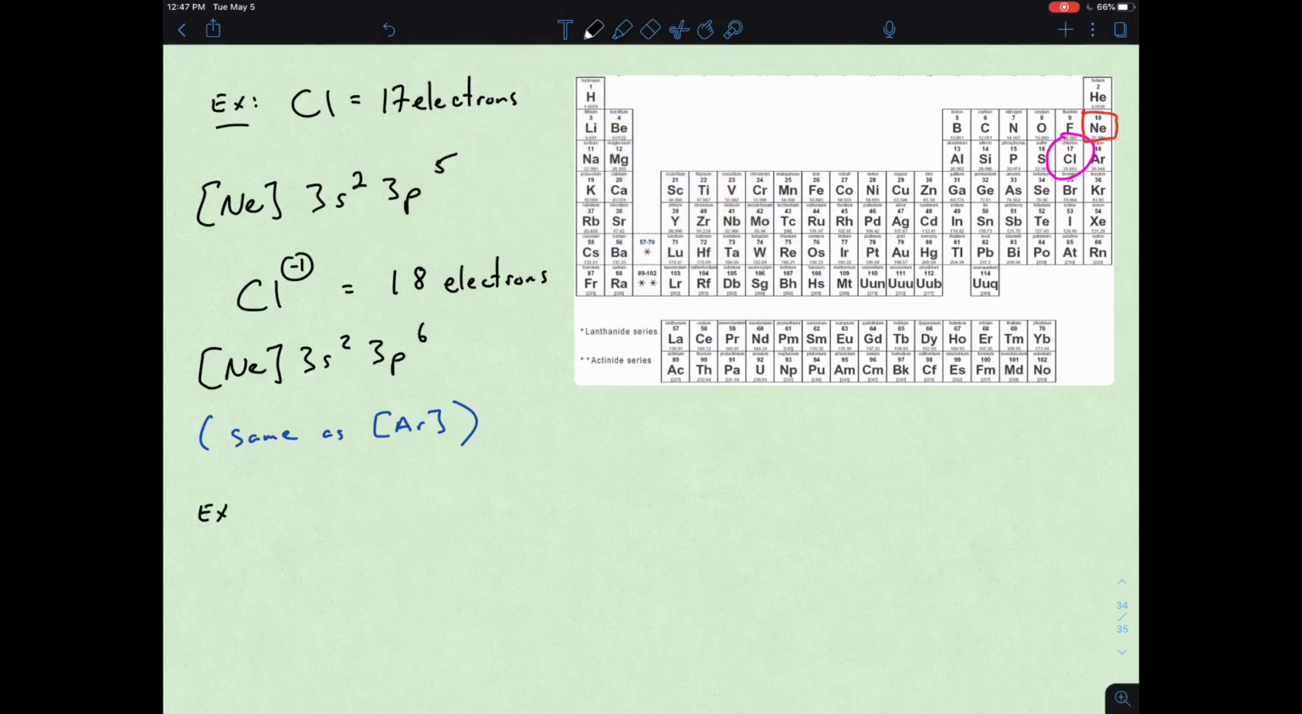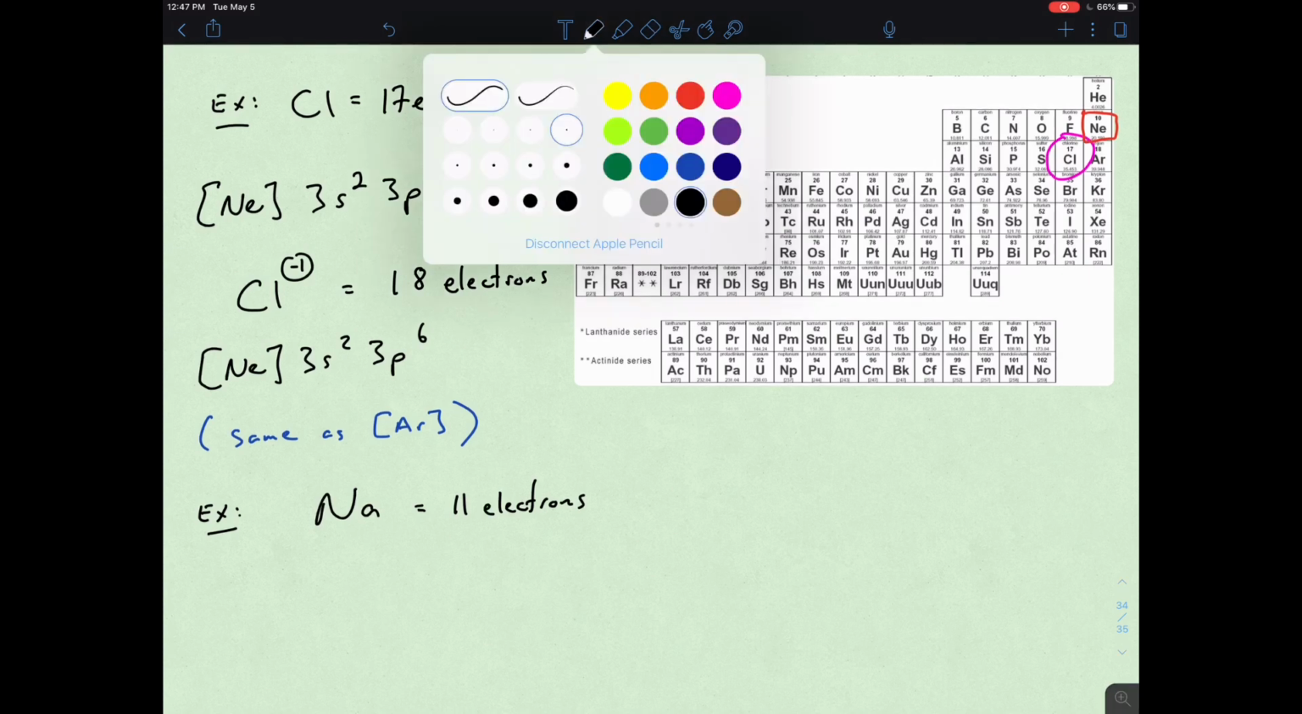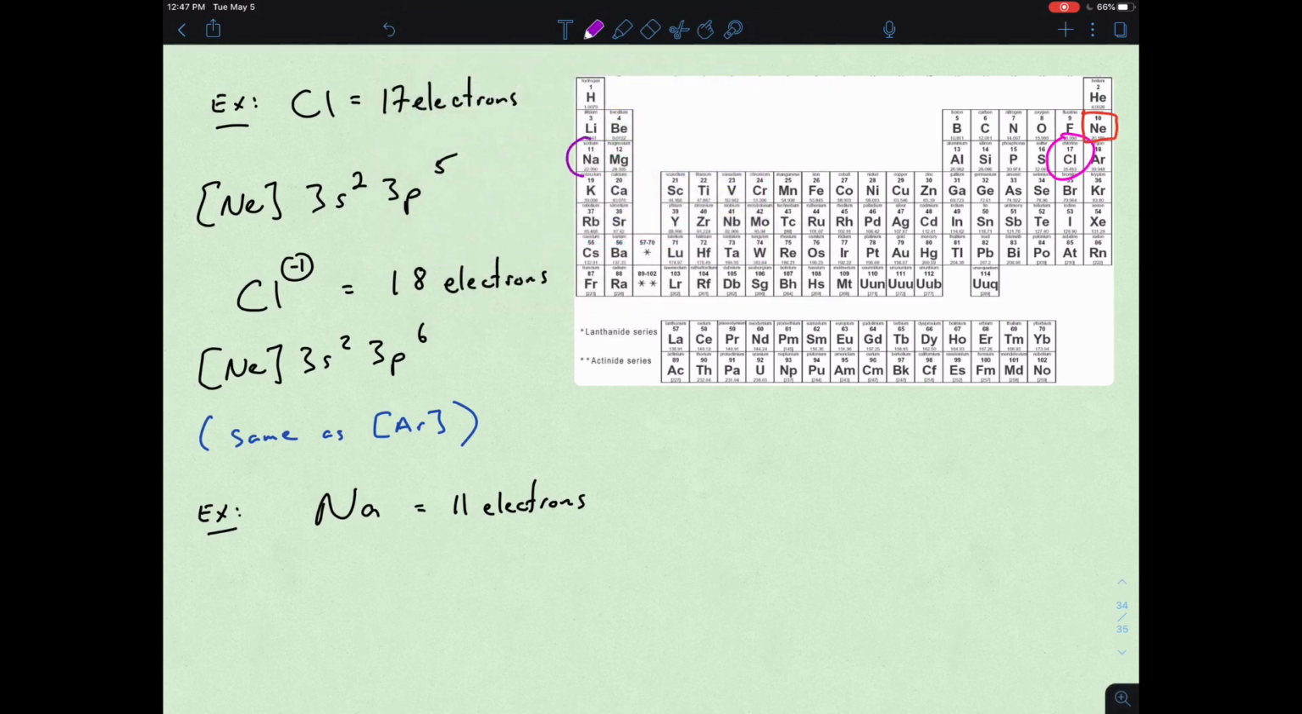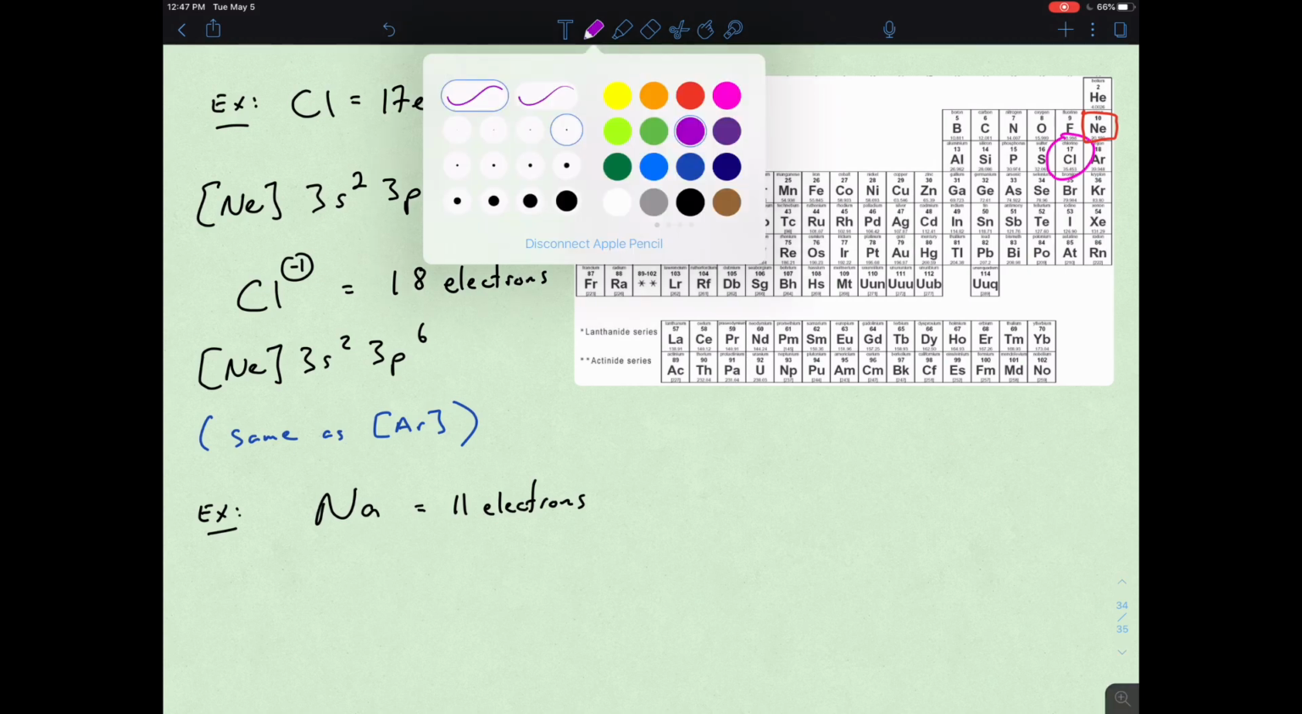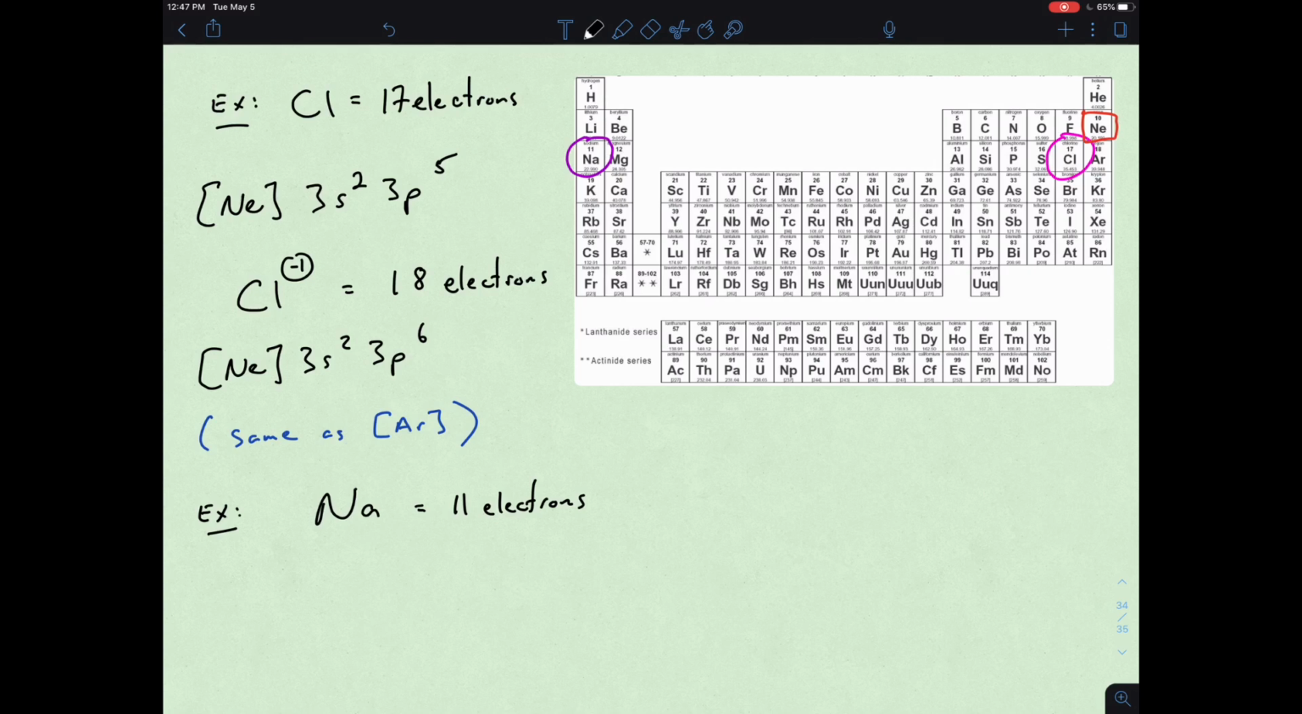Another example, just on the flip side of that, would be maybe looking at sodium. And if we look at sodium, sodium has 11 electrons. We see sodium off to the left now. And it also has that neon core set, and it would be 3s1 in terms of its electronic configuration.